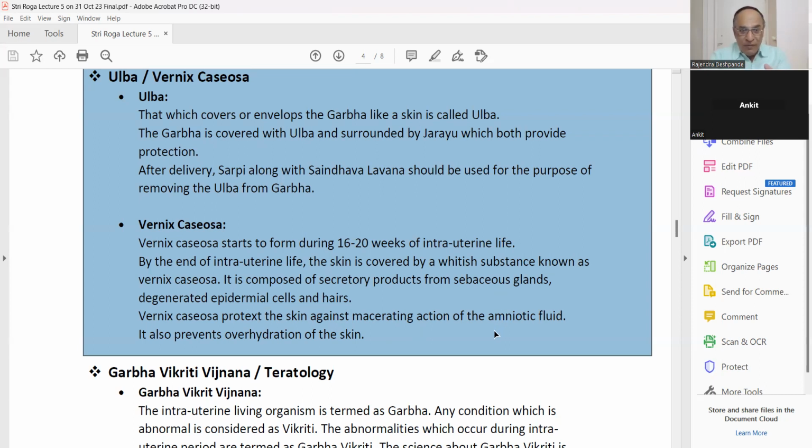It also prevents the overhydration of the skin. There is a lot of contact with amniotic fluid all the time, so there may be overhydration. That also can be protected. So it is like a waterproof. Ulba or Vernix Caseosa is a lamination which functions as a waterproof. Okay, just joking, but you must understand the similarity to remember it in the brain.